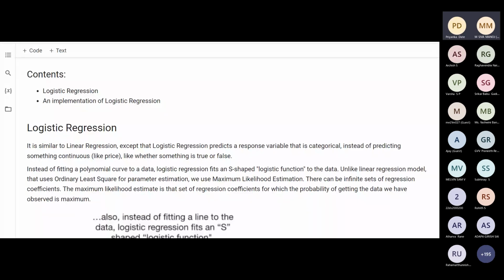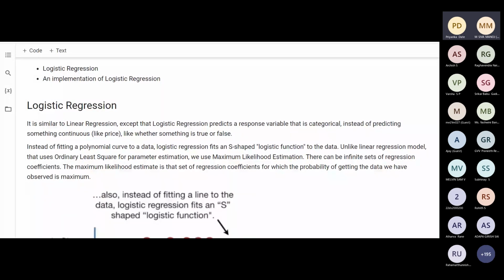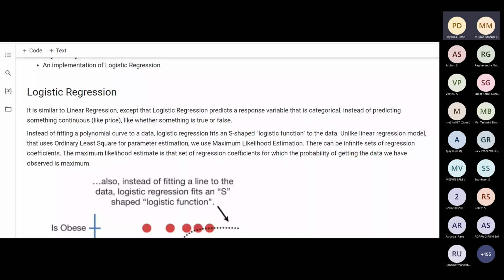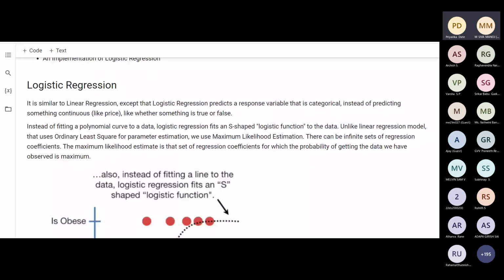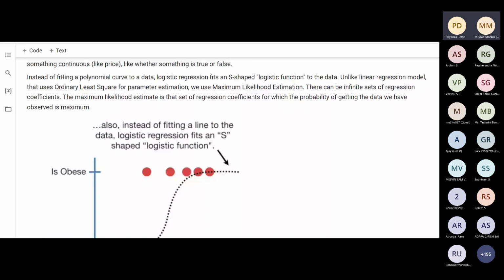So starting off with logistic regression, until now we saw linear regression, where we used a polynomial function to fit the data. But in logistic regression, we are going to use an S-shaped logistic function, which is a sigmoid function, essentially 1 over 1 plus e raised to minus z, to fit the data that we have. Also, in the linear regression model, we used the ordinary least squares method for parameter estimation. Here we'll use maximum likelihood estimation. The maximum likelihood estimate is that set of regression coefficients for which the probability of getting the data we have observed is maximum.